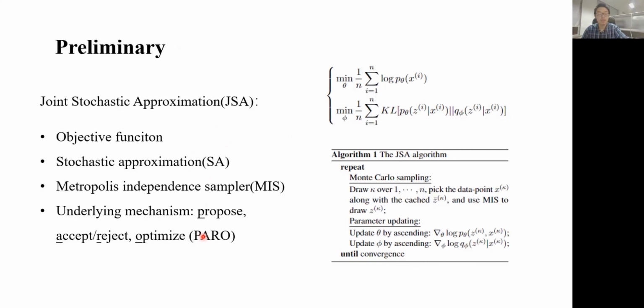Before introducing our work, let me introduce you some preliminaries of JSA method. First, the objective function is on the right, which is to optimize the marginal log likelihood of the samples, as well as the inclusive KL divergence between the posterior distribution and the approximated distribution. We use the stochastic approximation framework to solve the optimization problem, which is somewhat like a two-model version of SGD. The method iterates Monte Carlo sampling and parameter updating. We use a Metropolis independent sampler during Monte Carlo sampling. In summary, the underlying mechanism of JSA is to propose, accept or reject, and optimize. It established JSA as a simple and solid approach to learn discrete latent variable models.